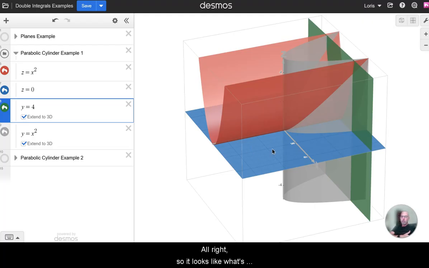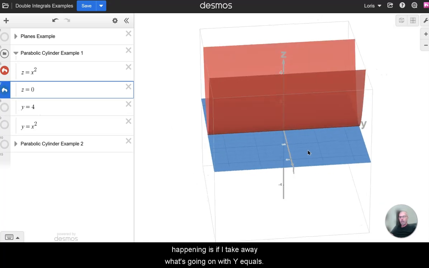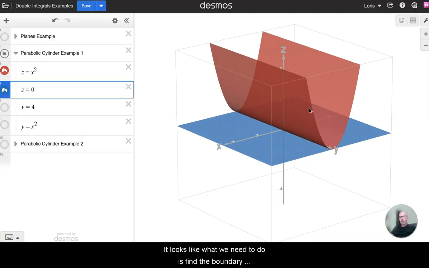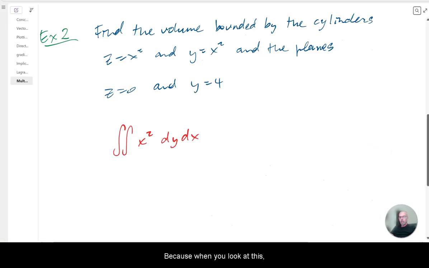All right, so it looks like what's happening is, if I take away what's going on with y equals, what we need to do is find the boundary between the red and the blue here, the plane and the parabolic cylinder here. So we'll do the cylinder minus the plane, so that'd be x squared minus 0, because when you're doing dy dx, whatever is going on here is in the z direction, okay?